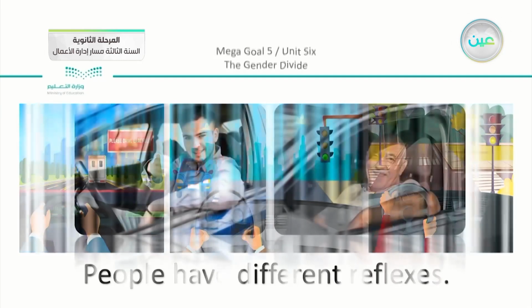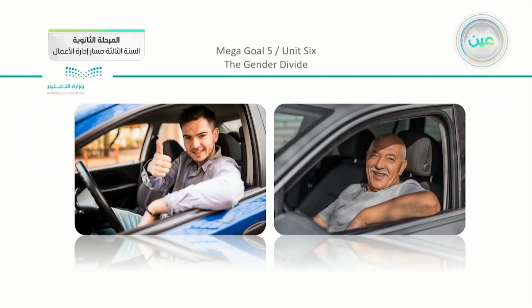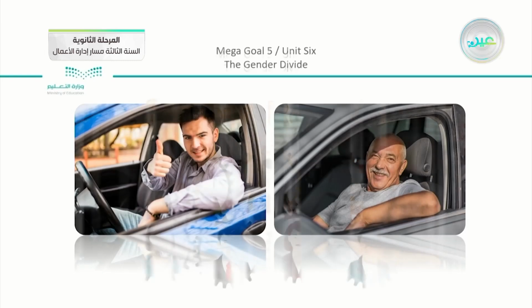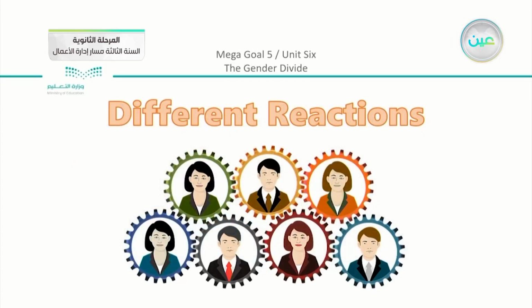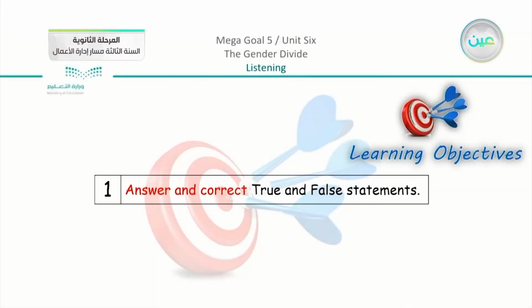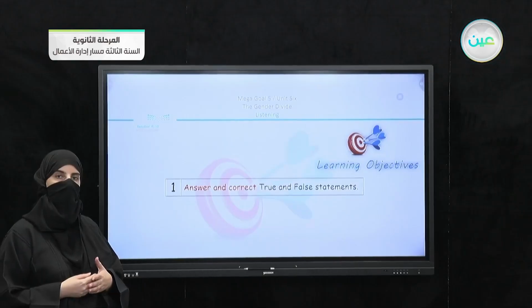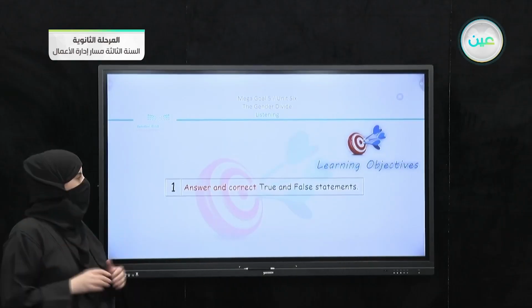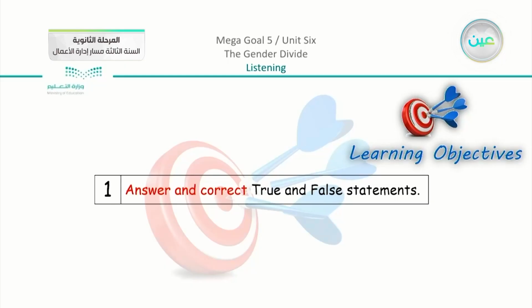We are moving on. You can see from this picture, we are still comparing, as we compared between Fahad and Faisal. We compared between genders in general. We have here a comparison between two types of drivers. We have here the old driver, as you can see from the picture, and we have here a younger driver. So moving on with our lesson, we have the second part of our lesson, which is about different reactions. Now, this is the part that we have in the listening lesson. We have one basic objective, which is to answer and correct true and false statements.